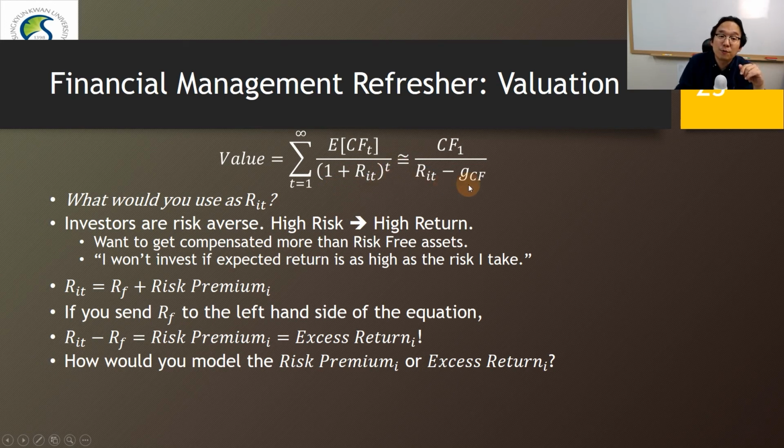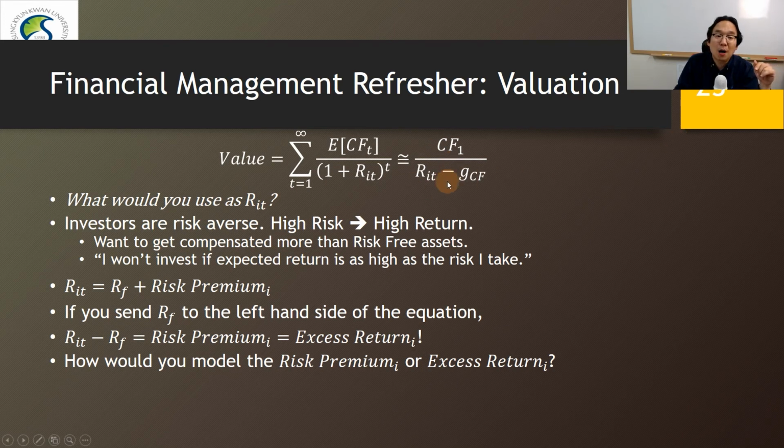And if your growth rate of cash flow is stable enough or small enough, then what do you do? Use the Gordon growth model: cash flow next year divided by R minus G. So two important things are cash flow and risk, but cash flow is largely what you expect, and it can be all over the place for different companies.